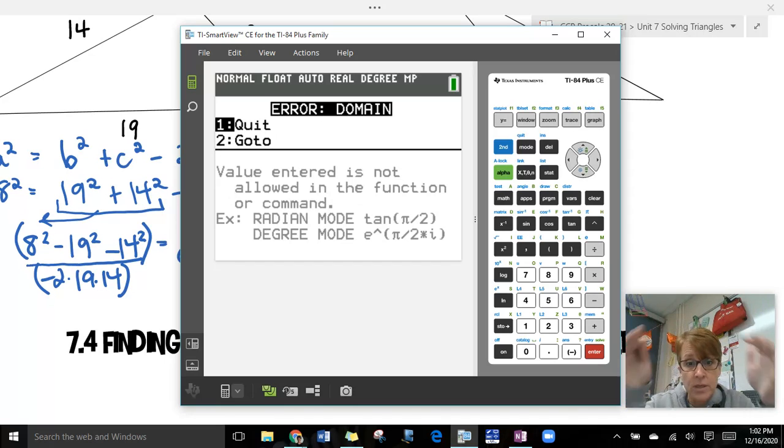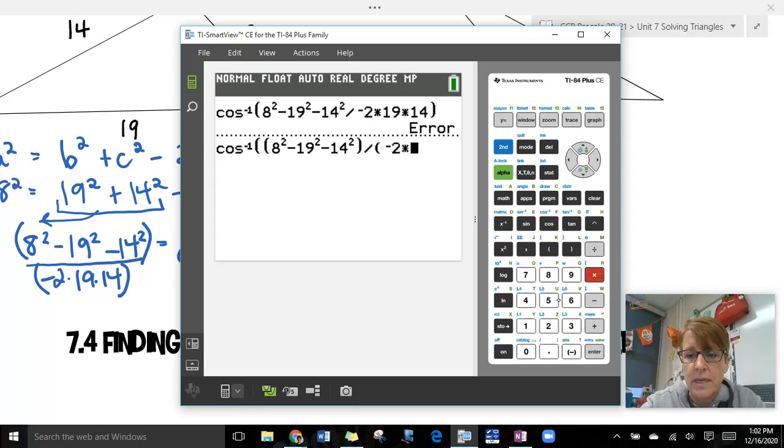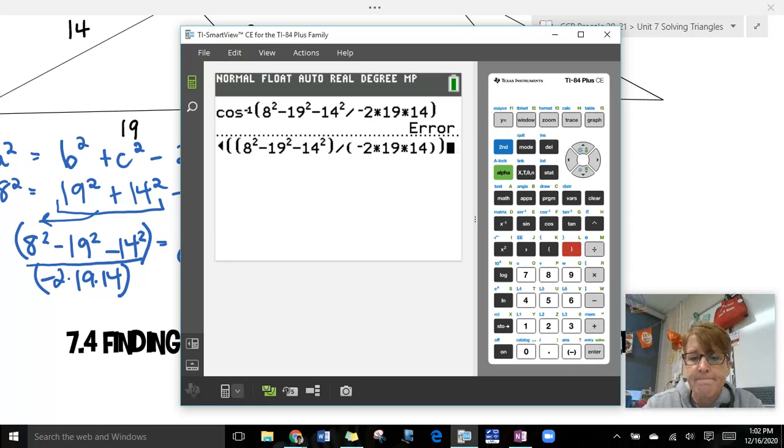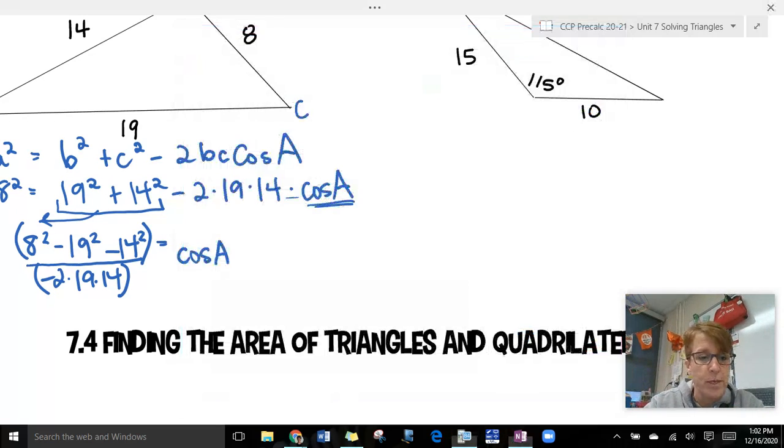We need parentheses around the top and the bottom to group them together. So I'm going to go back here and retype this. Second cos, parentheses for the top, 8 squared minus 19 squared minus 14 squared. Close them up, divided by, parentheses. Here comes the bottom: negative 2 times 19 times 14. Okay, there we go. See the difference? Now I've got the squares on the top and the rest of the coefficient on the bottom. When I hit enter, I am seeing angle A as 22.08 degrees. Parentheses are important here. Group the top, group the bottom. 22.08 degrees.